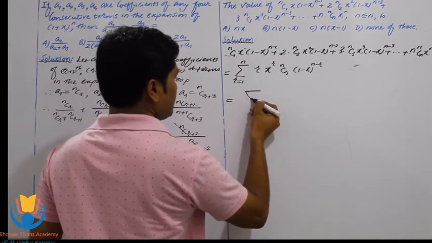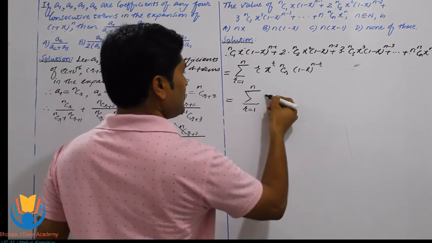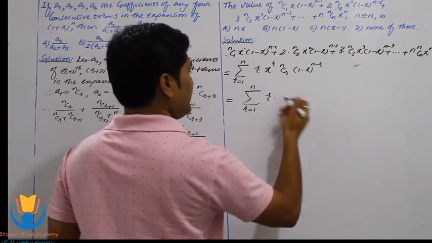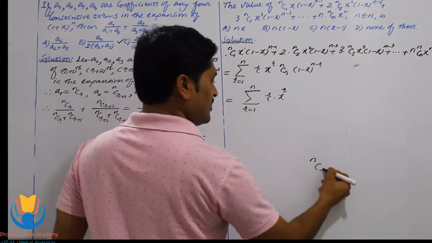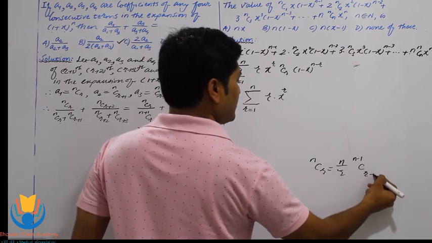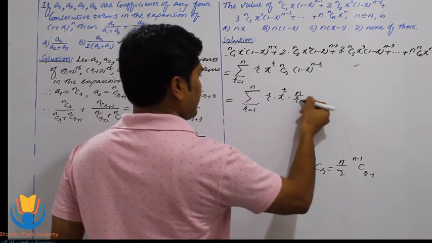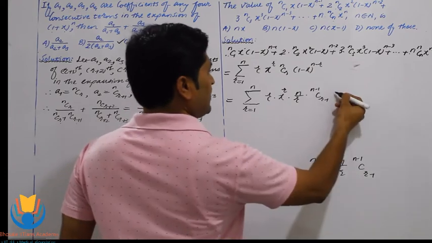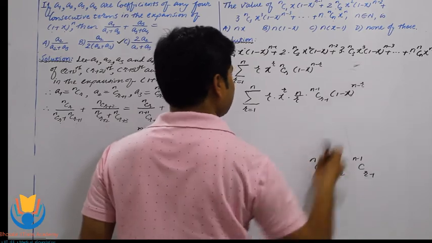So this summation, r is from 1 to n. So r into x raised to r we are writing as it is. But for nCr again we will use this formula: nCr can be written as n upon r into (n minus 1)C(r minus 1). So this formula we will use here. So this is n upon r into (n minus 1)C(r minus 1), and let (1 minus x) whole raised to n minus r be there as it is.